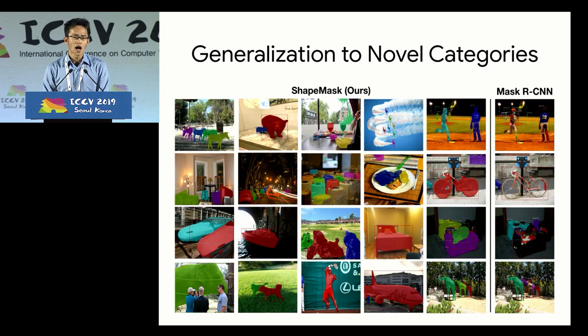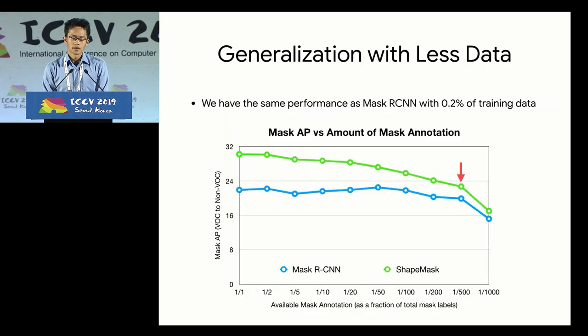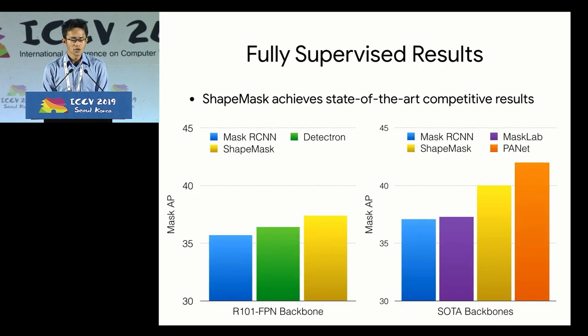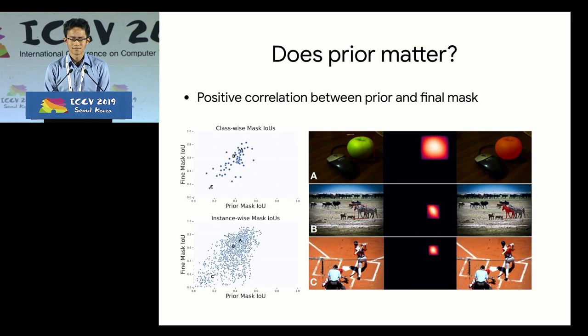Visualization shows that we can segment a lot of novel categories nicely without seeing any of the pixel labels at the training time. We are able to achieve the same performance as Mask R-CNN with 0.2% of the training data on the generalization task. Apart from generalization, we achieve state-of-the-art competitive results of 40 mask AP when all the labels are available. We also observe a positive correlation between the prior and the final mask. When the prior prediction is good, the final mask tends to be great also.